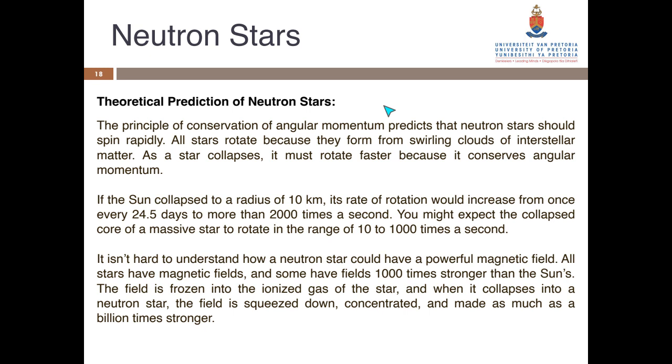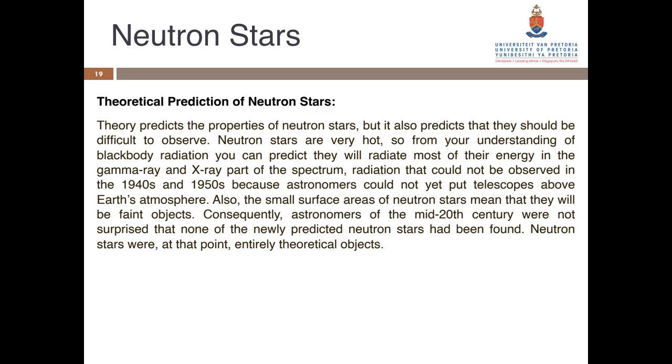It isn't hard to understand how a neutron star could have a powerful magnetic field. All stars have magnetic fields, and some have fields 1,000 times stronger than the sun's. The field is frozen into the ionized gas of the star, and when it collapses into a neutron star, the field is squeezed down, concentrated, and made as much as 1 billion times stronger.